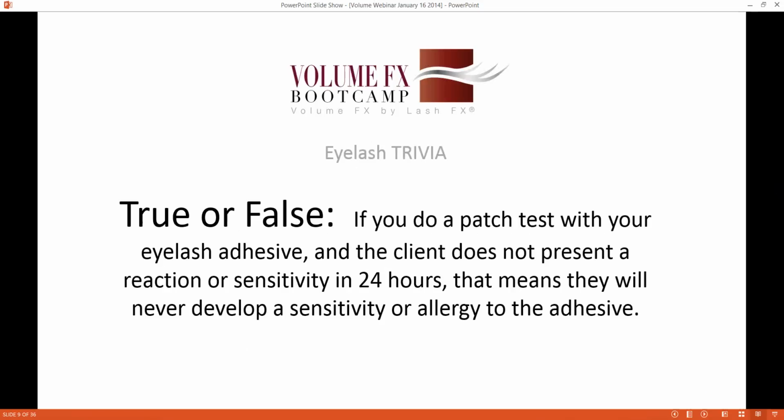Here is a true or false question, and I bet all of you are going to get this absolutely correct. True or false, if you do a patch test with your eyelash adhesive and the client does not present any reaction or sensitivity in that first 24 hours, that means that they will never develop a sensitivity or allergy to the adhesive you're using. True or false? I see lots of falses being written in. False, false, false. Someone spelled out, laugh out loud.